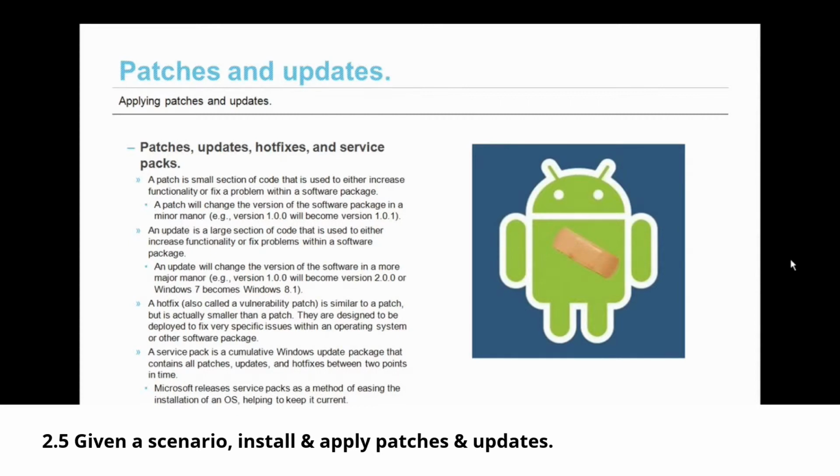produced. A service pack is a cumulative Windows update package that contains all patches, updates, and hotfixes between 2 points of time. Microsoft releases service packs as a method of easing the installation of an operating system, helping to keep it current. You install the operating system and then you install the service pack. That way you don't have to download and install every patch, update, and hotfix.